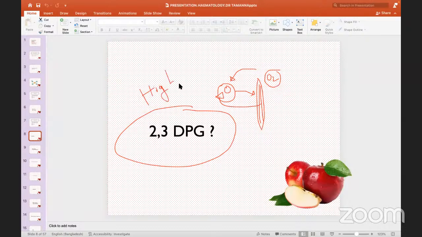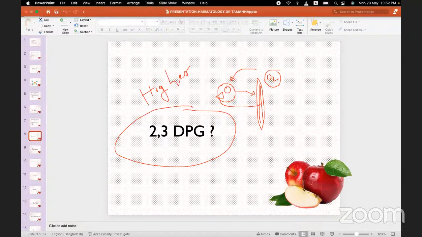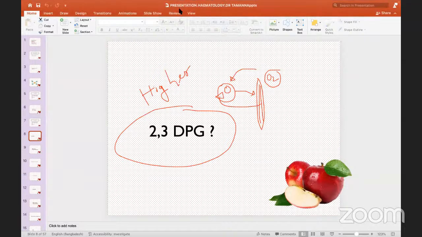Am I clear to you? Higher affinity. It has more magnetic power in the hemoglobin, so it will bind into the hemoglobin. So oxygen will not go to the hemoglobin because oxygen will feel weak. Oxygen will feel that, oh my God, he's more rich than me, because 2,3 DPG has higher affinity.